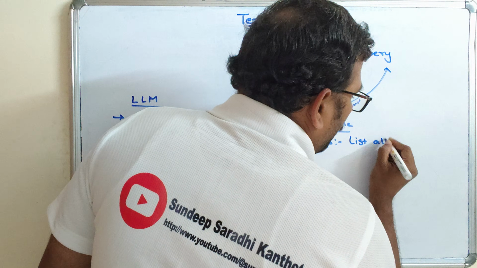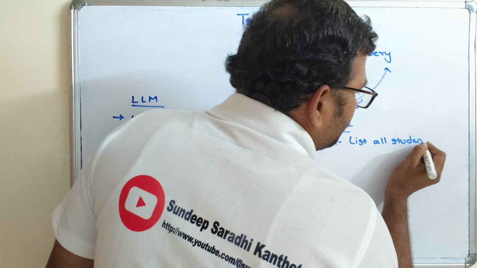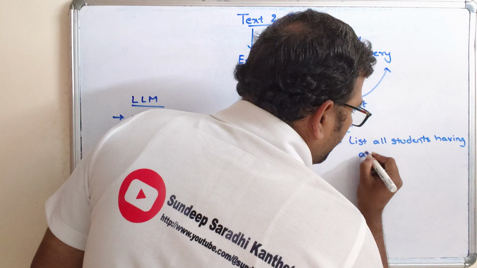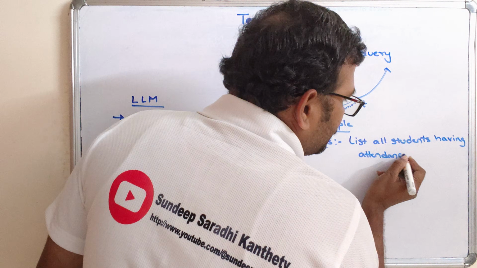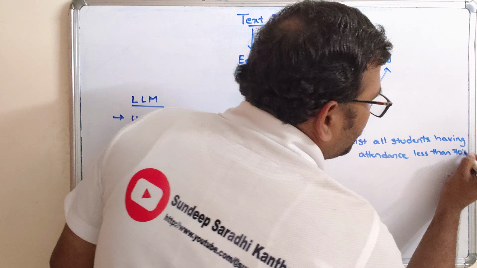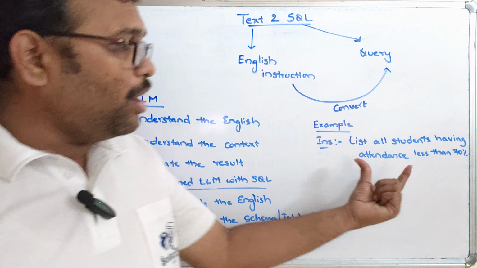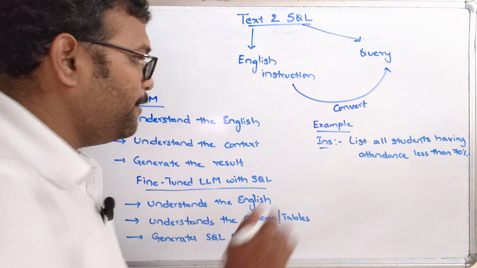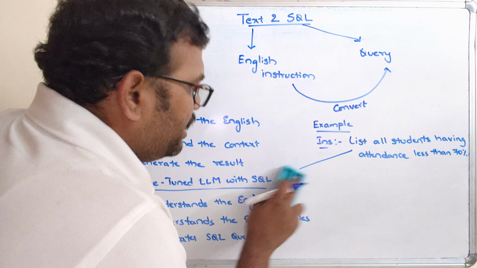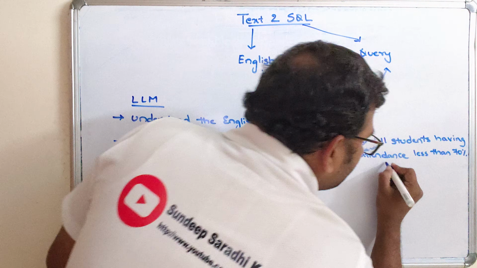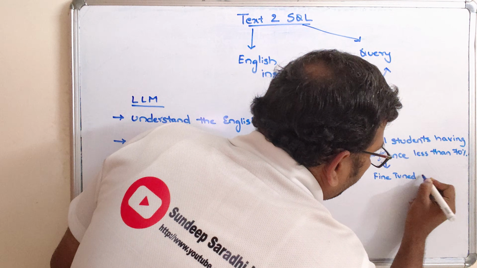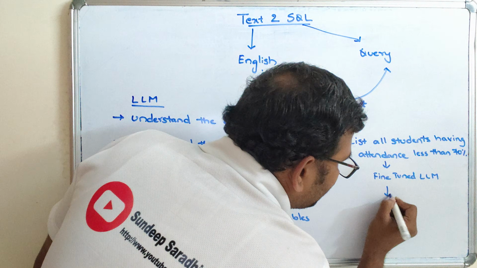Okay, so we need to list all students having attendance less than 70%. Okay, so this is a normal instruction we are supposed to give to this particular fine-tuned LLM with SQL. So I'll write here itself. Okay, so this will be given as an input to the fine-tuned LLM. So what will be the result?